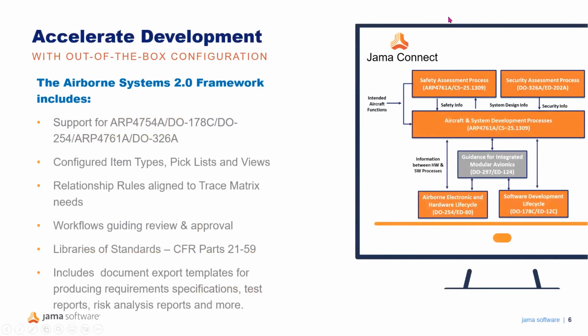When we look at the framework itself, there are a lot of industry standards that we support. These industry standards are the acceptable means of compliance that the FAA and EASA recognize in order to meet type certification. So we have those processes that come right out of those standards built right into the framework. That framework consists of specially configured item types, pick lists, and views of that information. Our relationship rules are aligned to the types of trace matrices these particular standards are calling for. We have workflows and guidance for how you conduct reviews of information as well.